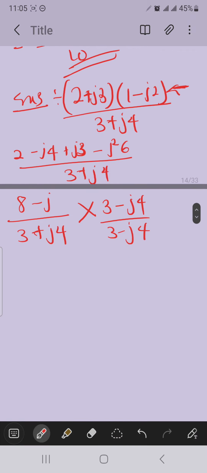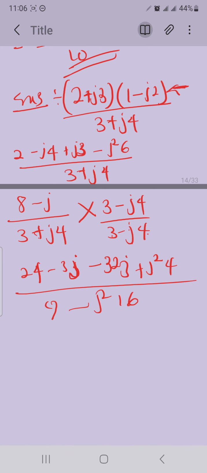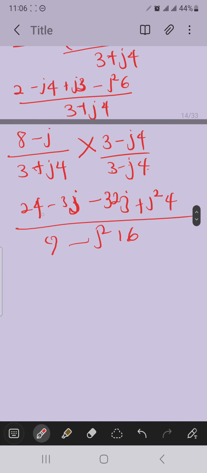So 3 times 4, 3 times 8 is what? 24. 3 times this, minus 3J, J4 minus J4 times 8, minus 32J. Minus times minus plus J times J squared, 4 times 1, 4, all over 3 times 3, 9. Minus times plus, minus J times J squared, 4 times 4, 16.